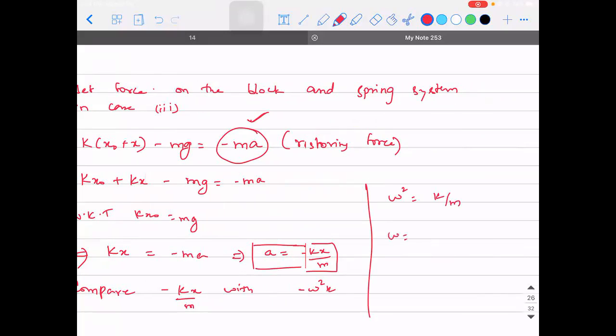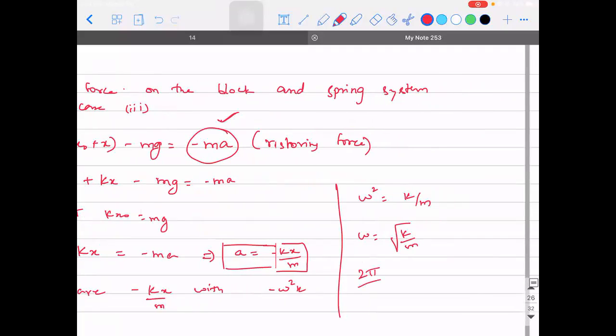So what is the value of omega? Root of k by m. But omega is 2 pi by T, is equal to root of k by m. Then what will be the value of T, guys? T will be equal to 2 pi root of m divided by k. Got it?